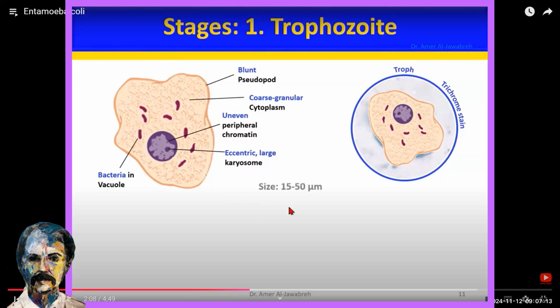Size 15 to 50. Do you remember the size for the E. hartmanni? 10 to 15, and 10 to 20 for the histolytica. This one 15 to 50, which means this is the biggest. The biggest one is this one.